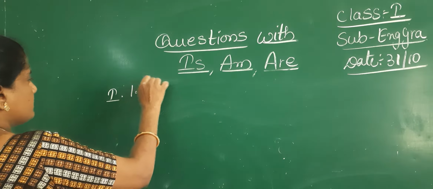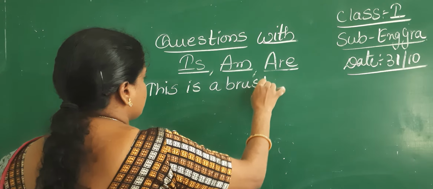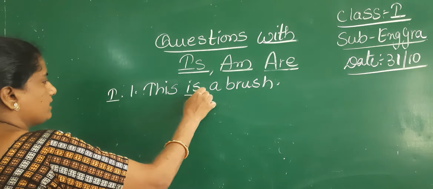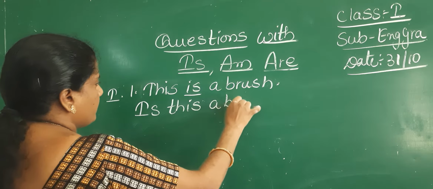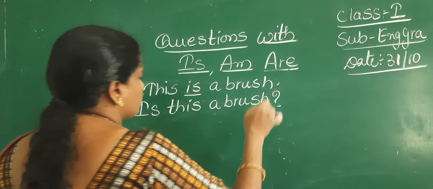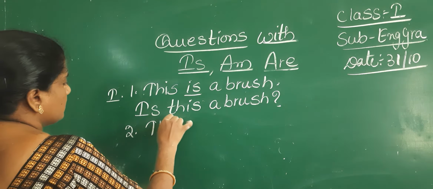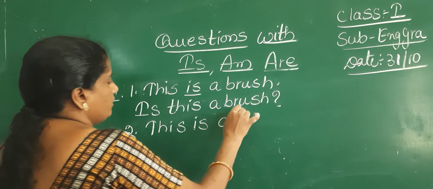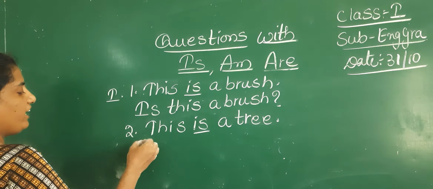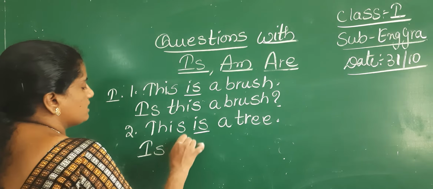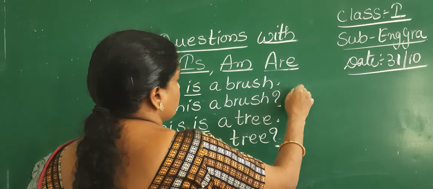First sentence, children, this is a brush. If you observe the sentence, here is, you have to write, is this a brush? You have to start the question with is. Coming to the second one, children, this is a tree. Here again you have been given with is, and we have to start the question with is. Is this a tree? And at the end you have to keep a question mark.